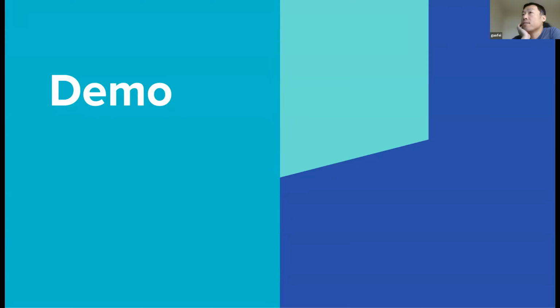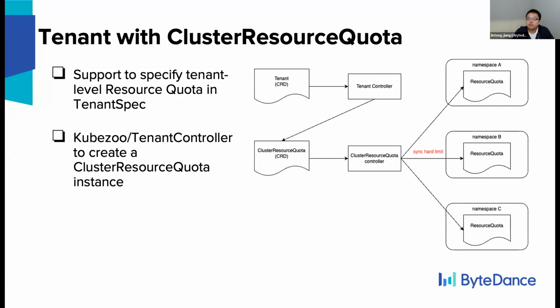Yeah, this is Fei. I've got a question. Can you go back to your previous slide? How do you distribute the sync hard limit? How do you distribute the limit to all namespaces? Basically, since the cluster resource quota controller will create one resource quota in each of the namespaces, we identify the namespace by labels. Do you have a CRD definition in your slides, or maybe that can explain?